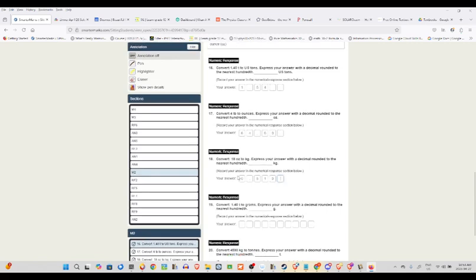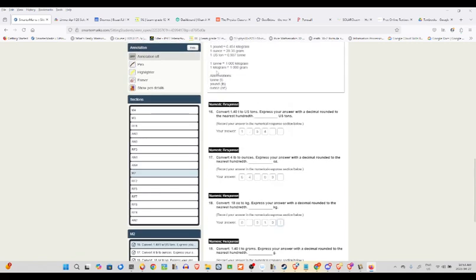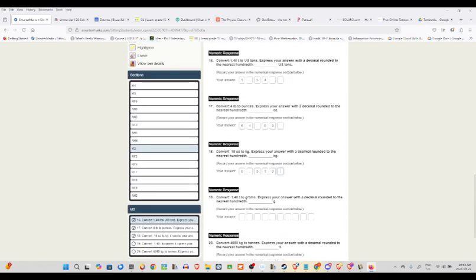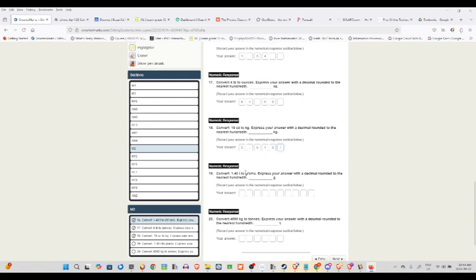Now convert 1.4 tons to grams. Well, 1 ton is 1,000 kilograms, and 1 kilogram is 1,000 grams. So 1 ton is 1,000,000 grams. If we have 1.4 of them, we should have 1.4 million. 1,400,000 to the nearest hundredth, 0.00. There we go.